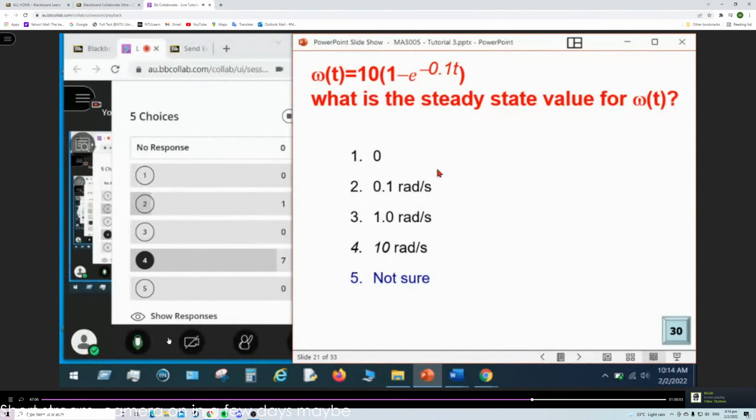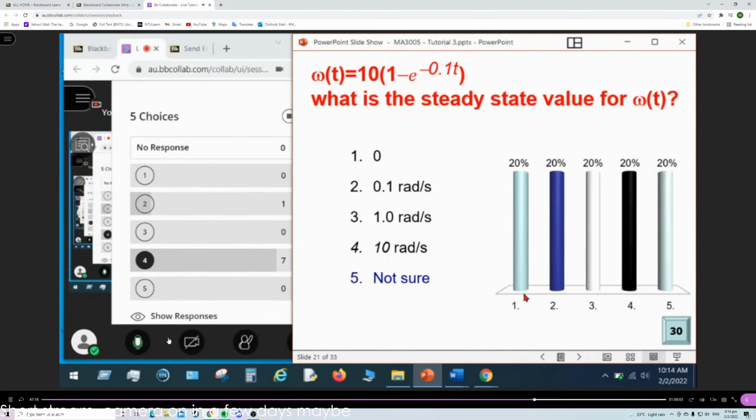With this equation, directly we can get the answer actually. Yeah. So 1 selected 2, 0.1, and all the rest of us selected 4. 4 is correct. Why? Because steady state value means when t is large enough. Let's say t is 100 seconds, 1000. If 1000 is not large enough, you can use 10,000. Then by using calculator or just observing the equation, this would be 0 or close to 0. So you only get 10.